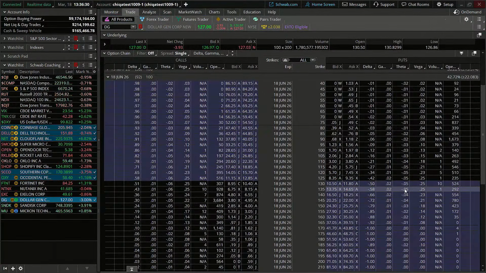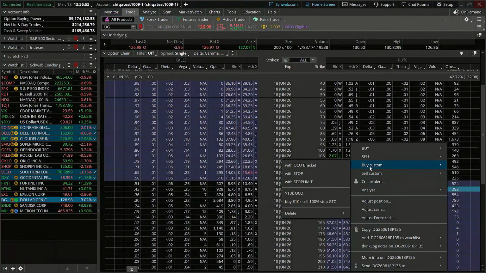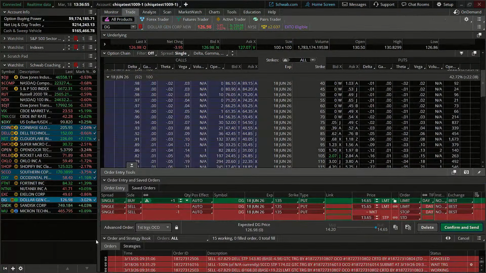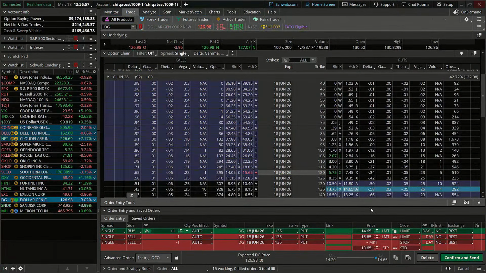We'll see about 5 cents in time decay. We do have about 25 cents in fluctuations in the price with response to a 1% change in implied volatility. And per $1 move in the stock, our option should theoretically move about 58 cents. So we're going to take that here. We're going to right click on this and buy custom with OCO bracket here on this one.